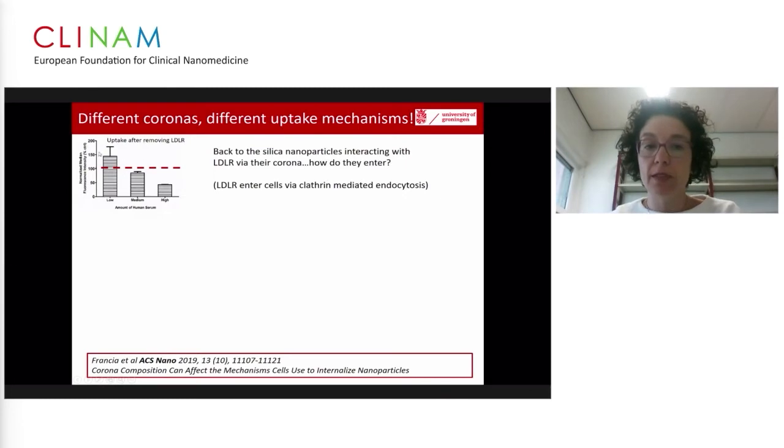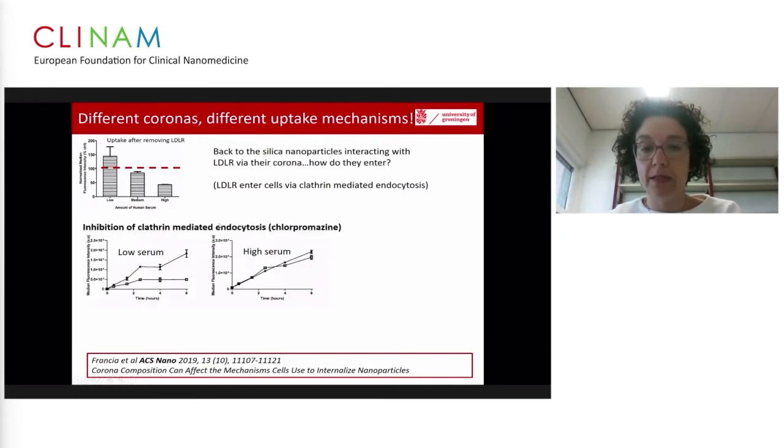So going back to these particles at low and high serum concentration, which interact with the LDL receptor, we know that the LDL receptor typically is internalized by cells via clathrin-mediated endocytosis. And as Roberta anticipated to you, actually we can block clathrin-mediated endocytosis, but the particles interacting with LDL receptors are not affected. At low serum concentrations, we see an effect, but at high serum concentrations, where there is the LDL receptor involvement, the uptake seems not clathrin-mediated.